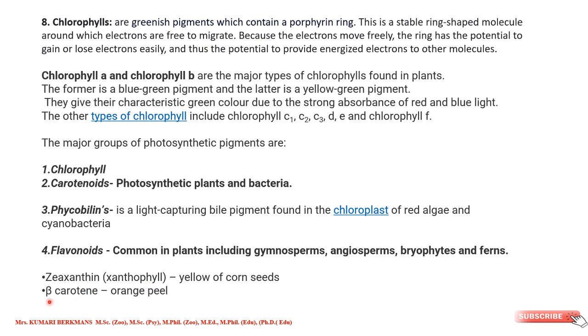Next one, beta carotene. Where do we find it? In orange peel. Carotene is orange in color. Carrot, right? Why is carrot orange in color? Carotene is present in that carrot, so it is orange in color. All those things are the types of photosynthetic pigments: chlorophyll, carotenoids, phycobilins, flavonoids, xanthophyll, and beta carotene.